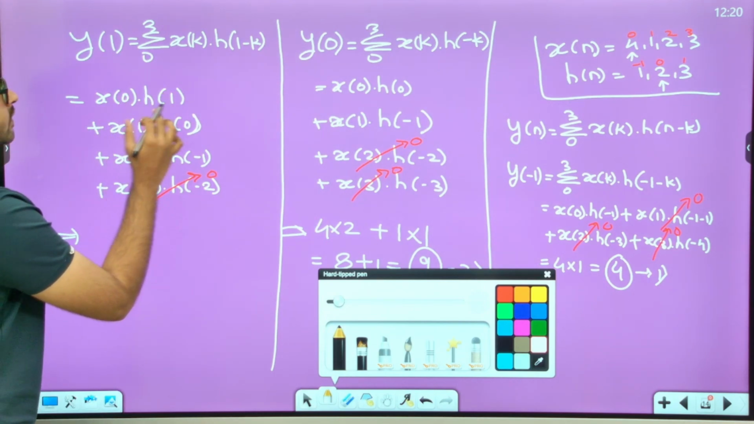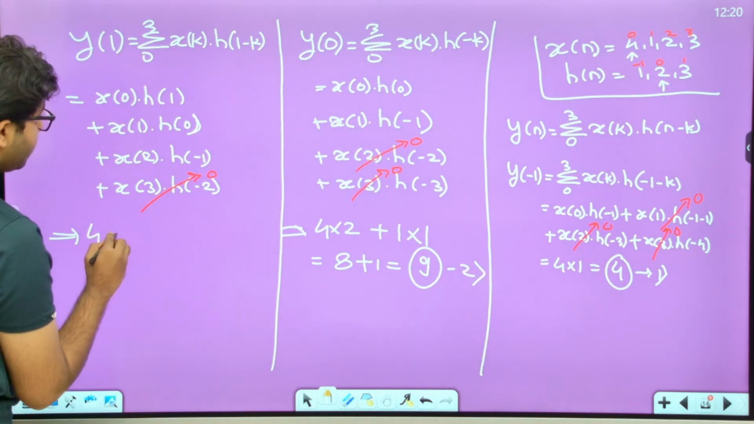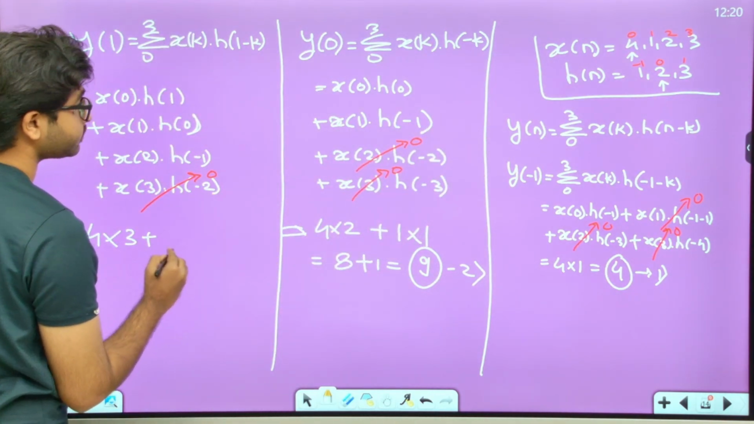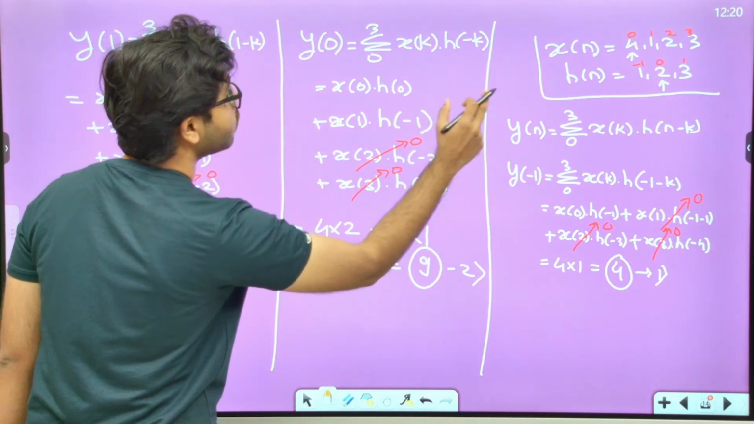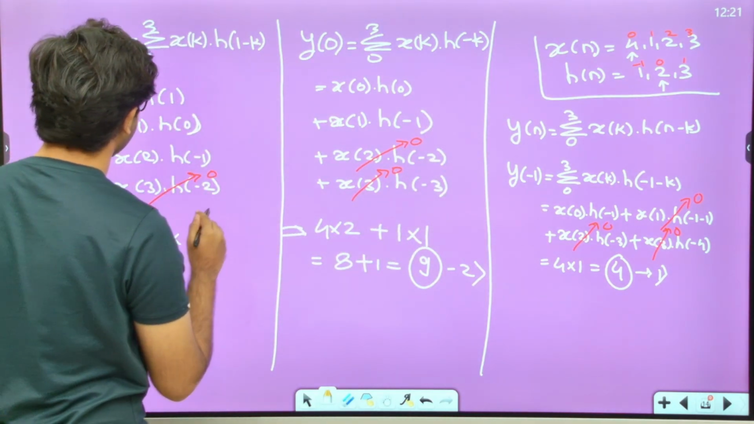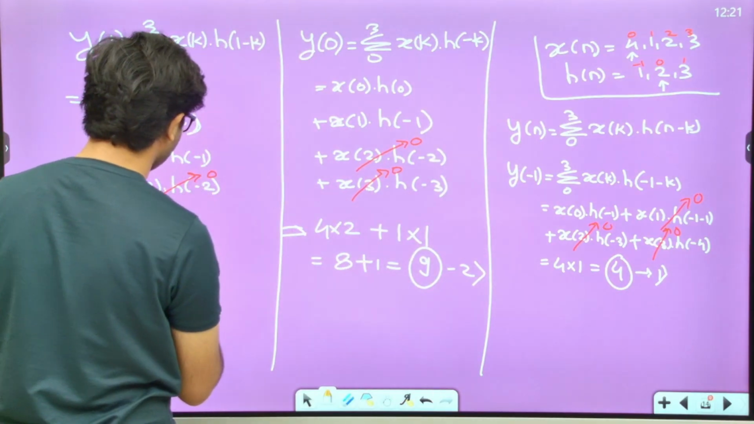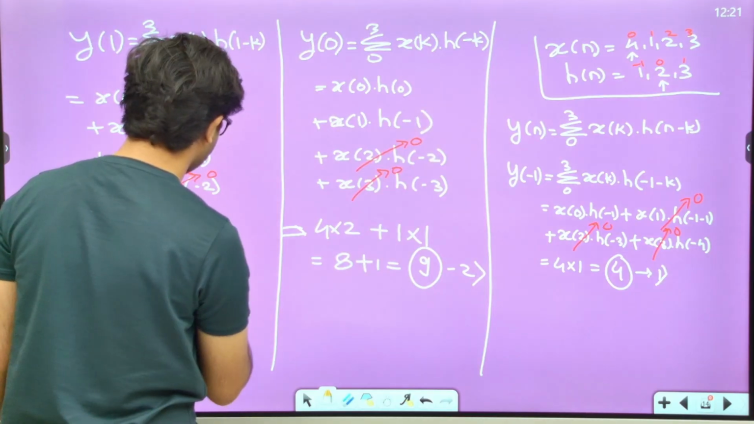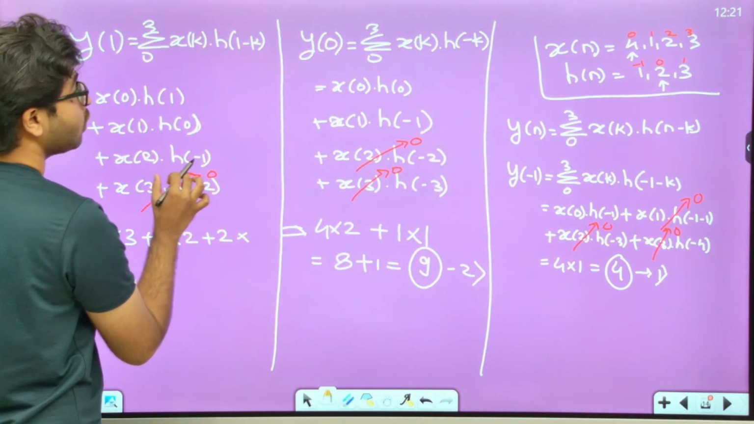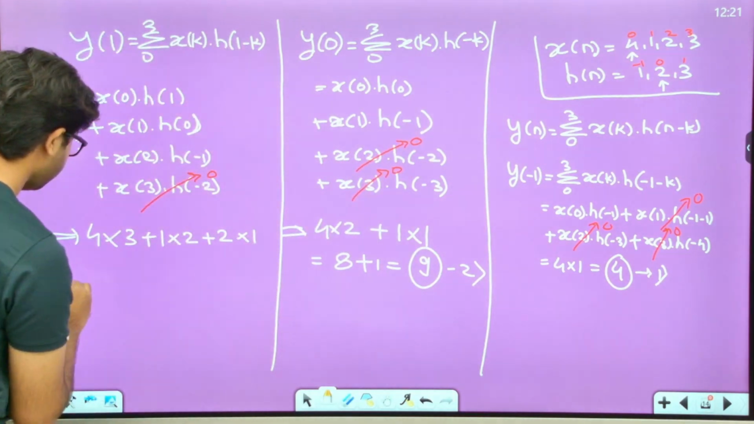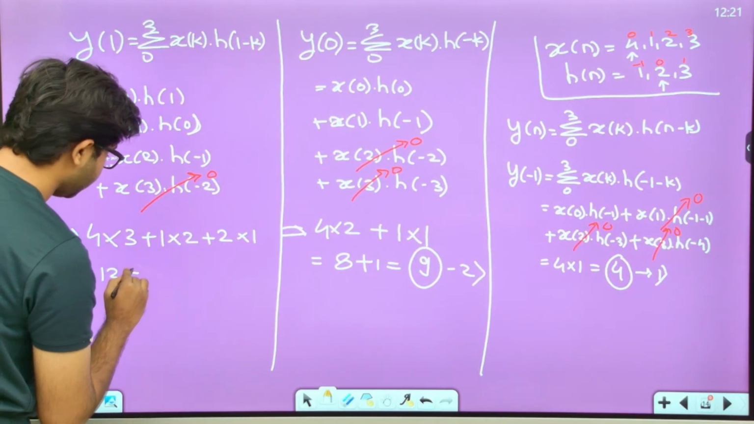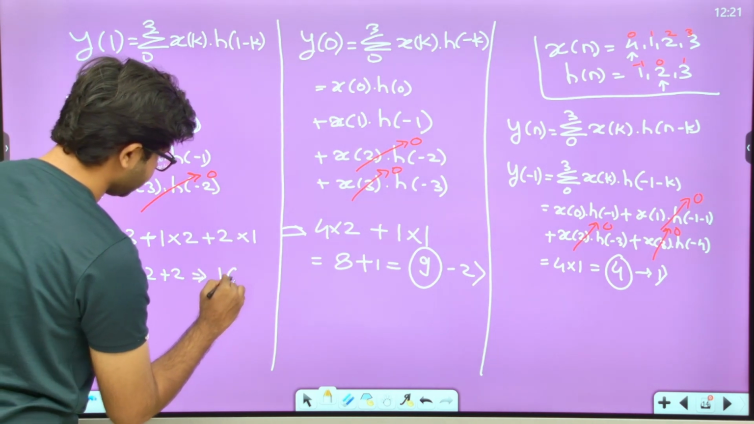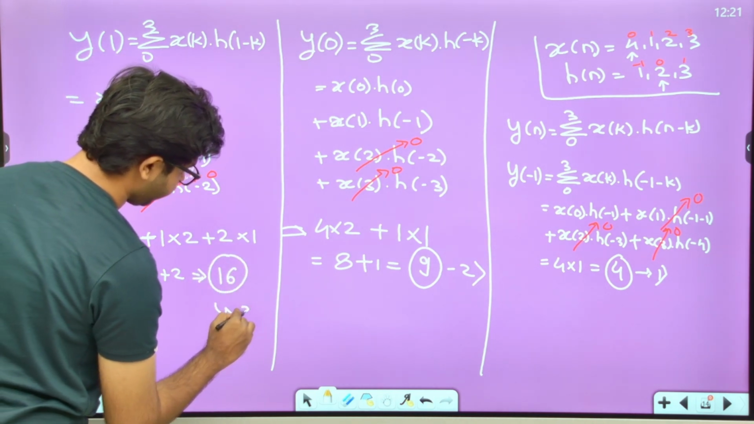Now x of 0 is what? X of 0 is 4 into h of 1 is 3 plus x of 1 is 1, then h of 0 is 2 plus x of 2. X of 2 is 2 into h of minus 1 is 1. So this is 12 plus 2 plus 2. This is 16. So this will be the third part.